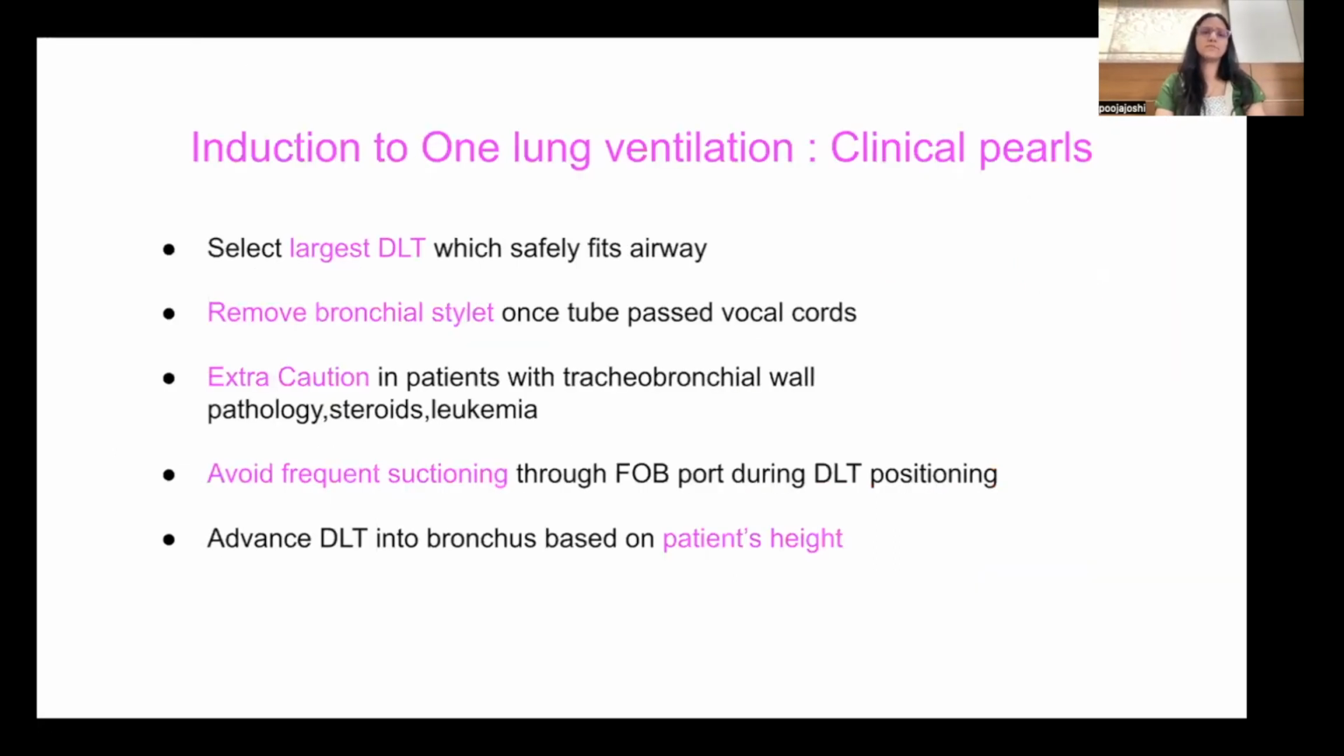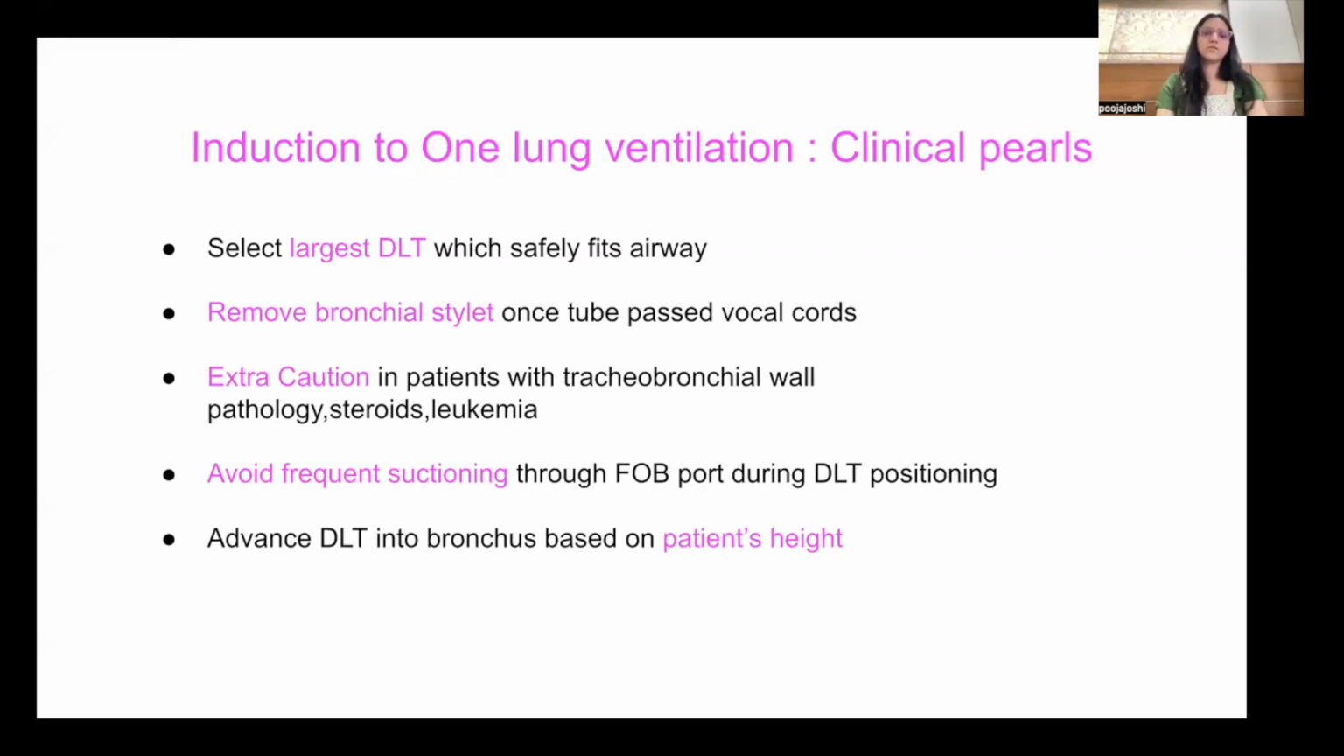What are the steps you have to carry out from induction to one lung ventilation? You have to select the largest DLT which safely fits the airway. Remove the bronchial stylet once the tube is past the vocal cords. You have to be extra cautious in patients with tracheobronchial wall pathology. Avoid frequent suctioning through the fiber optic port.